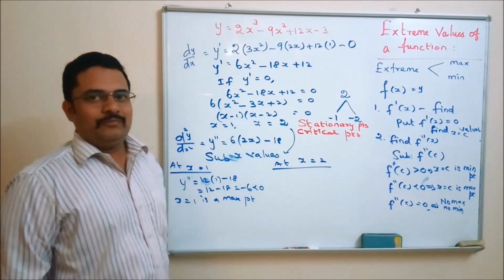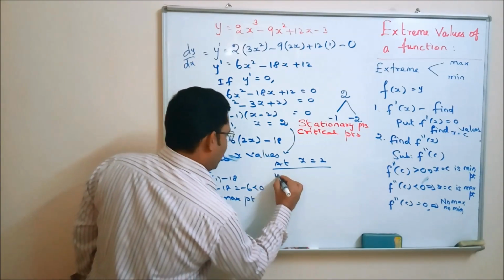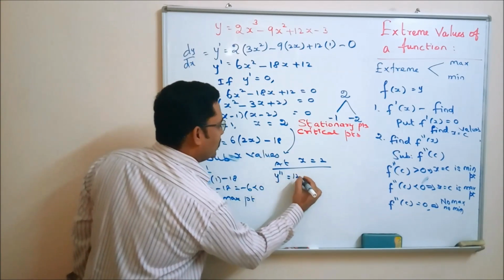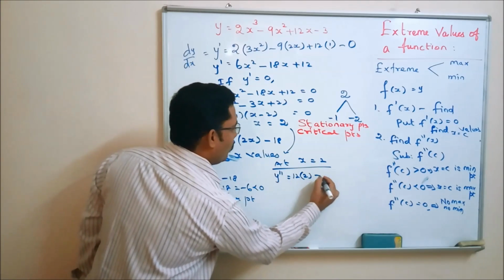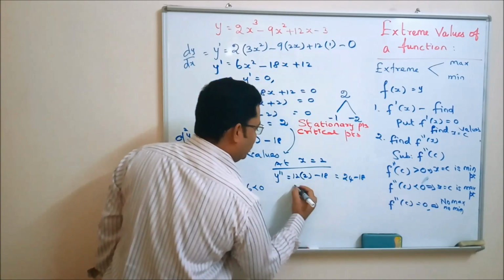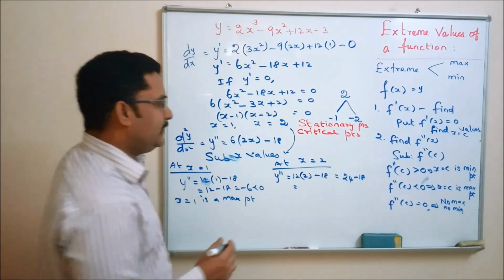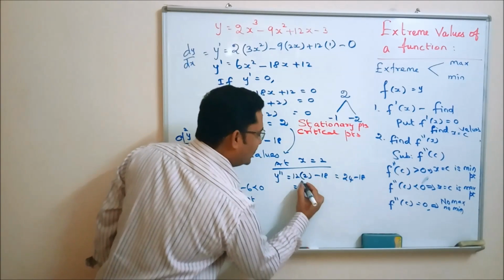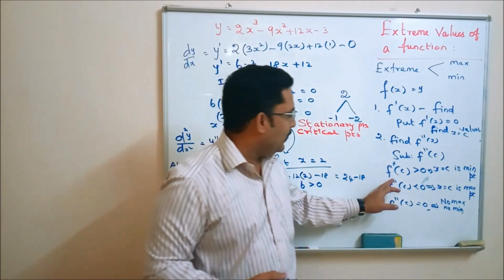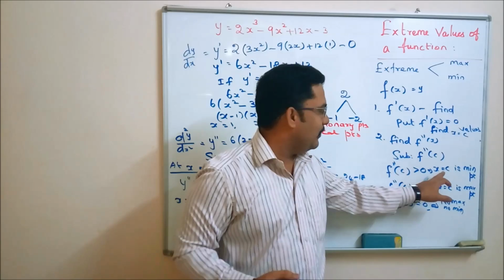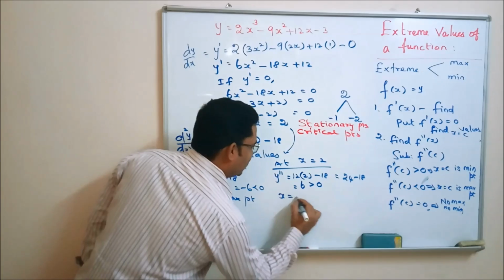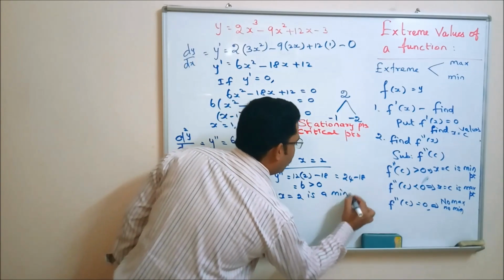Go to x is equal to 2. So at x is equal to 2, y double dash is equal, from here 6 into 2, it is 12, in place of x it is 2, minus 18, which is equal to 12 into 2, it is 24 minus 18, which is equal to 6, correct? Yeah, 6, which is greater than 0. If f double dash of c is greater than 0, then the point we have substituted is a minimum point, and hence x is equal to 2 is a minimum point.